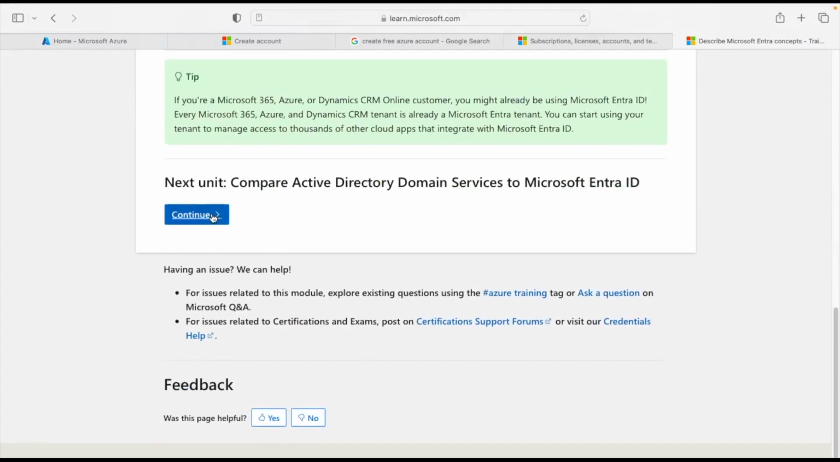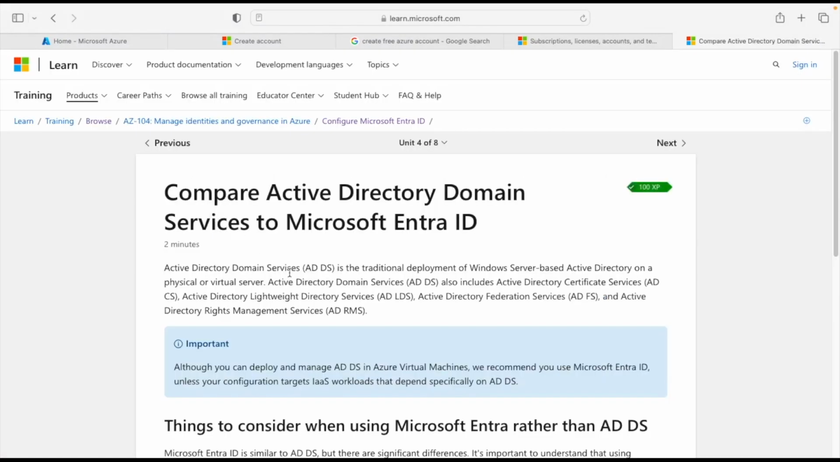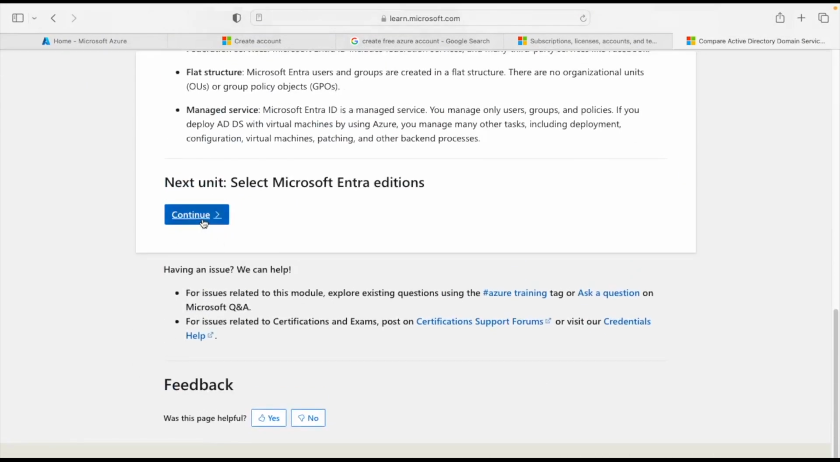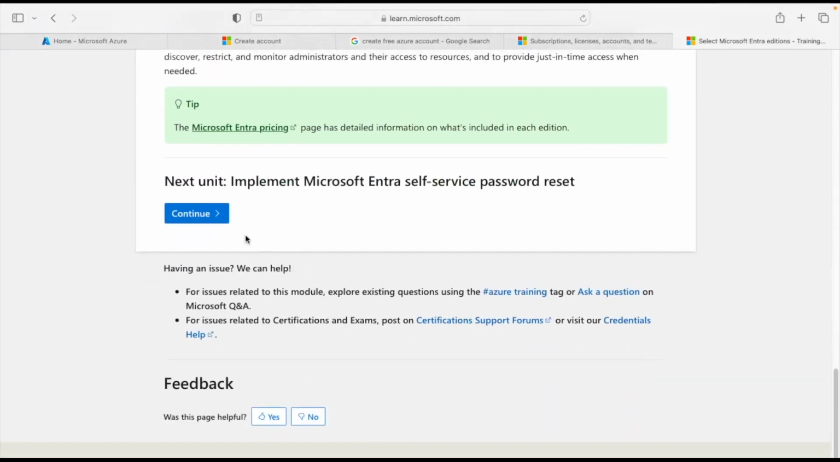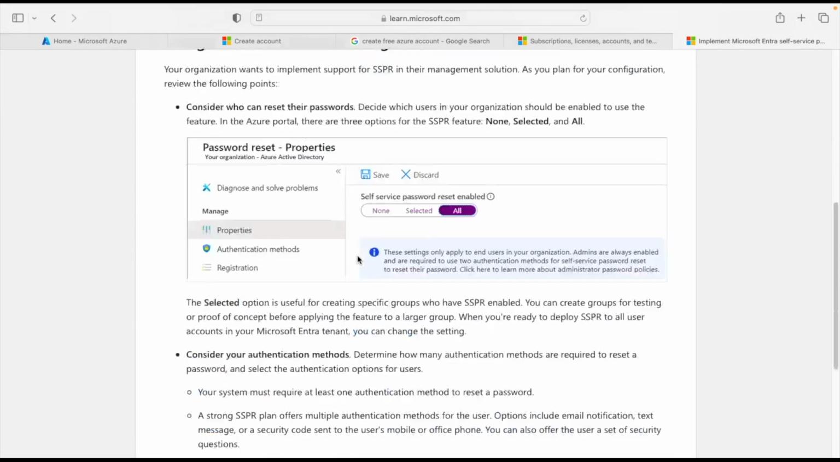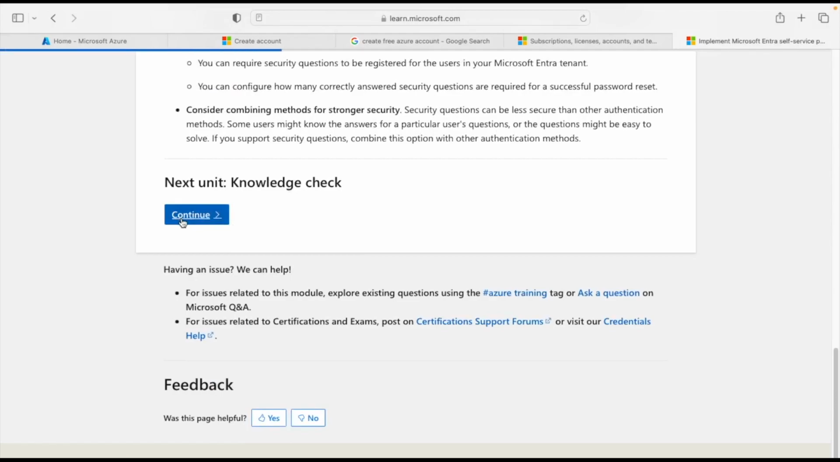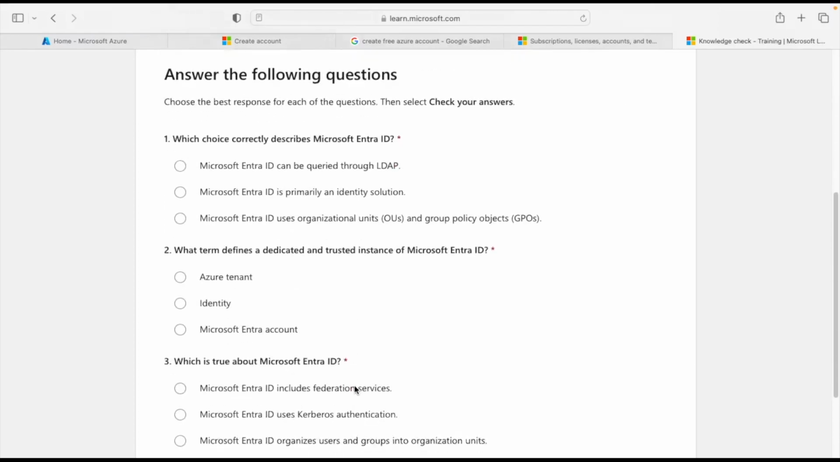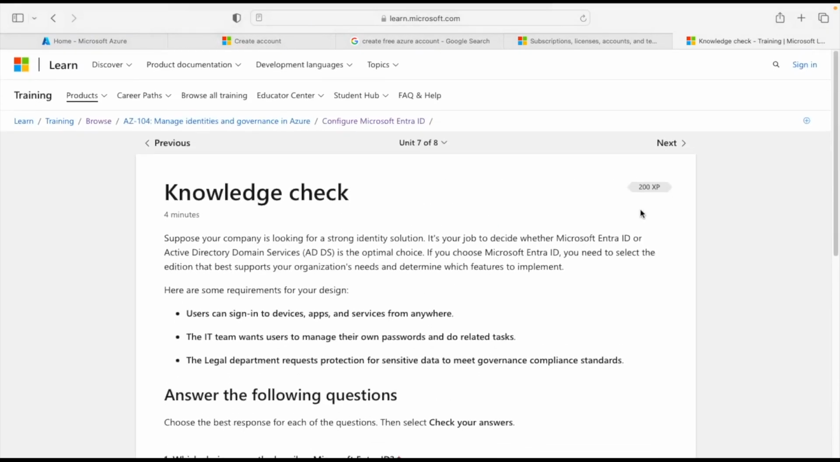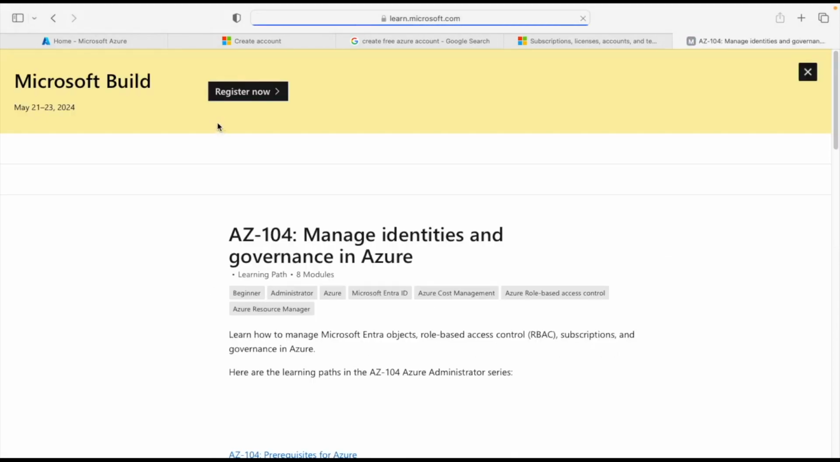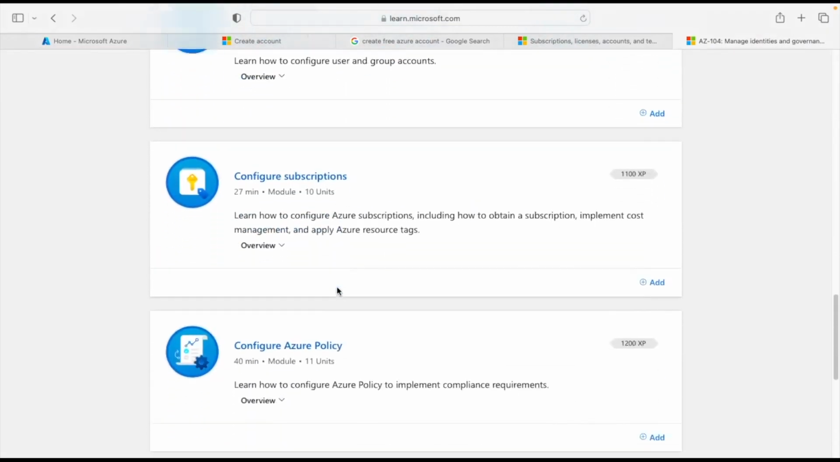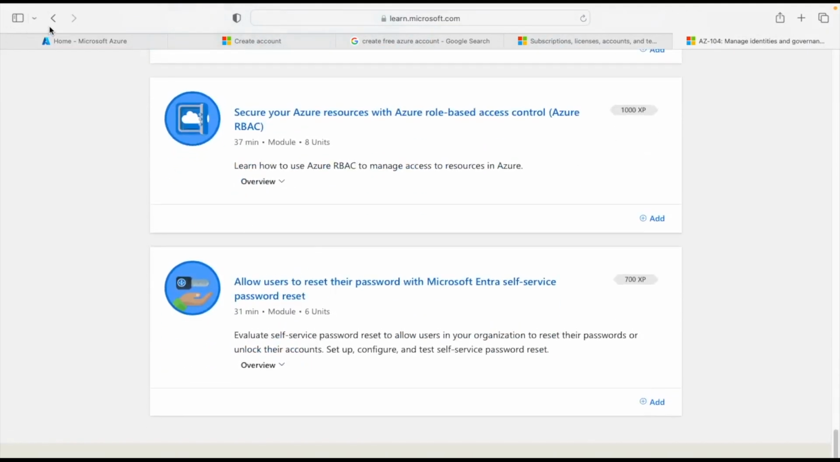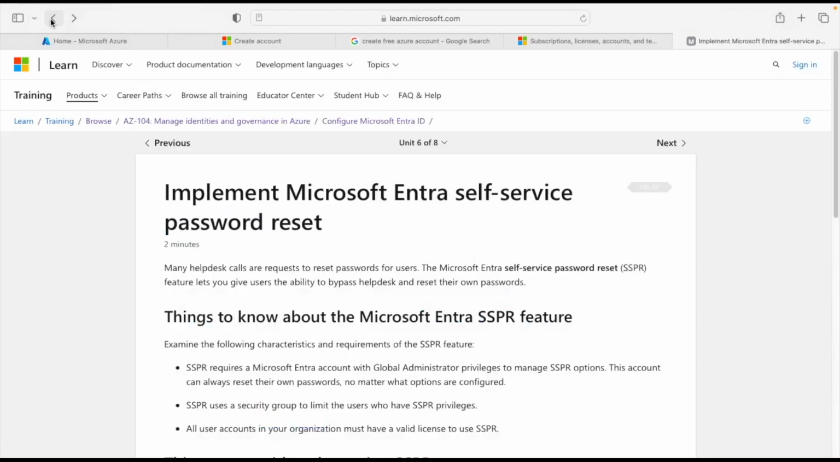the related stuff of Microsoft Entra, the additions, the implementation of SSPR, and towards the end you will see that we have a knowledge check. What is this knowledge check? The moment you will answer some of the questions and you are logged in, you will get some XP points. So these knowledge checks are 200 XP points that you get from Microsoft. So similar to this, you can cover different topics related to identity, then related to AZ-104.